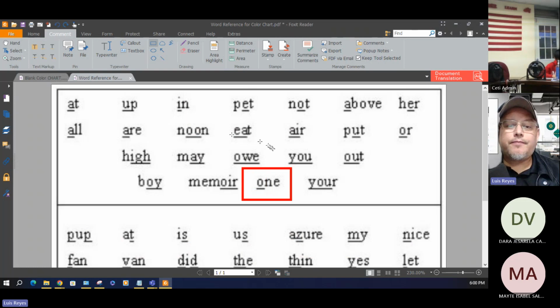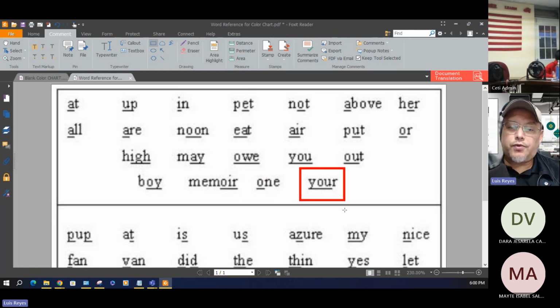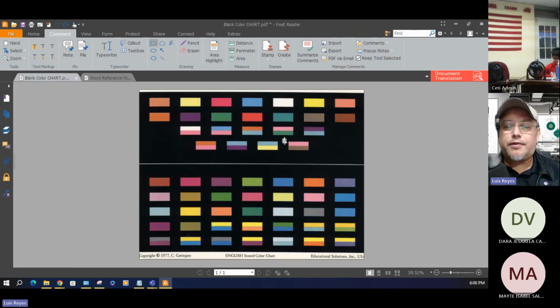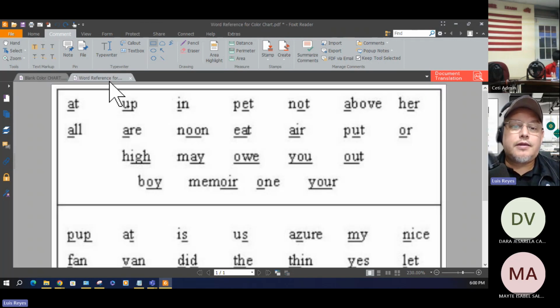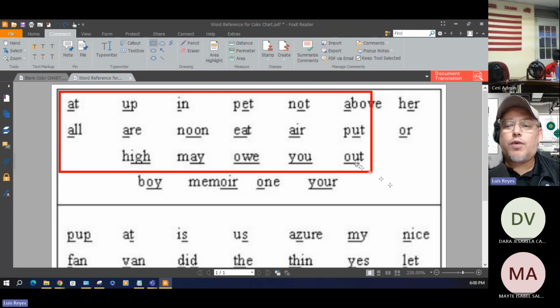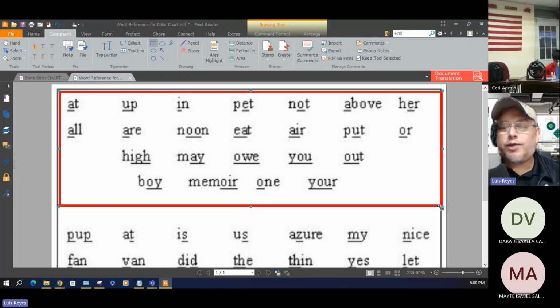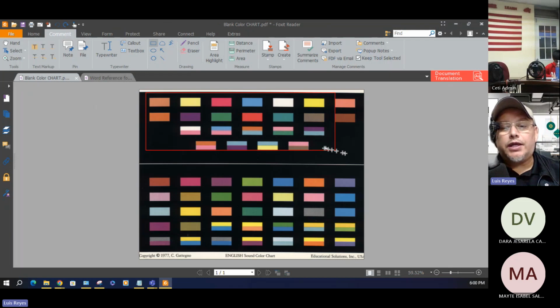Then we have your, with the sound yo, and that is the same one we have here, pink and brown. And again, that is it. Those are the 23 words with the 23 vowel sounds, and we located them on the color chart right here. Okay, so we have them.